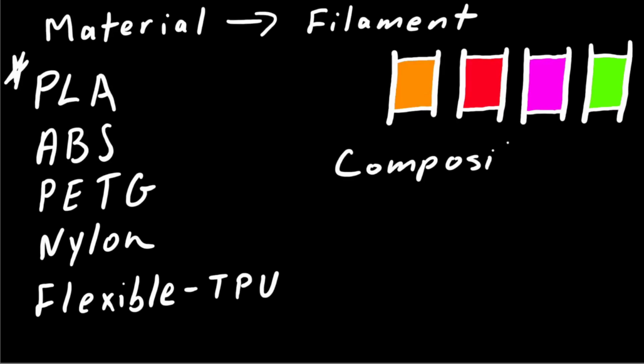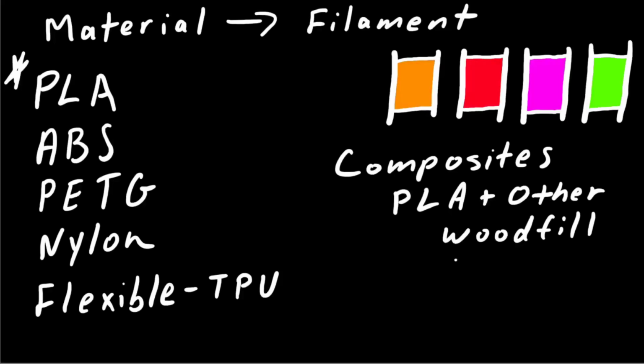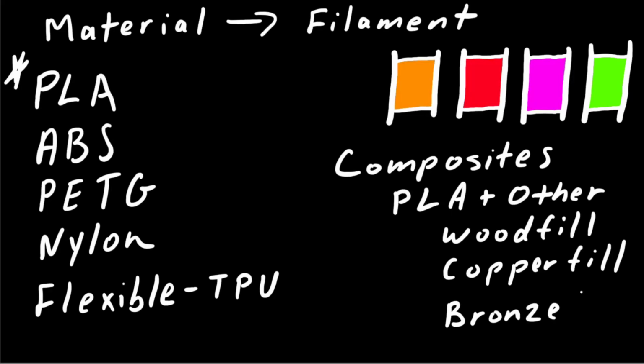And then there are the composites. These are mostly PLA mixed with other materials. Wood fill is wood fibers mixed with PLA that allow for 3D prints that look like wood and can be sanded and stained. There is also copper fill, bronze fill, and many more. There are just too many types of filament to mention here, with the list growing daily, but I've included a more comprehensive list in the PDF download.